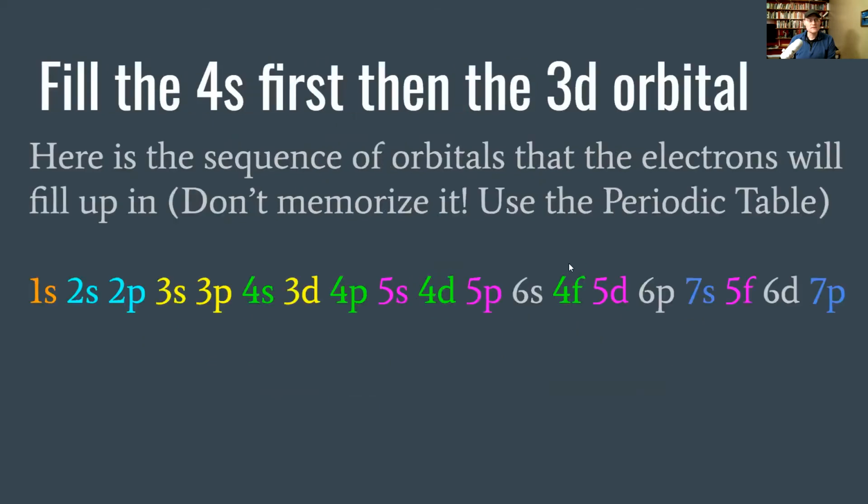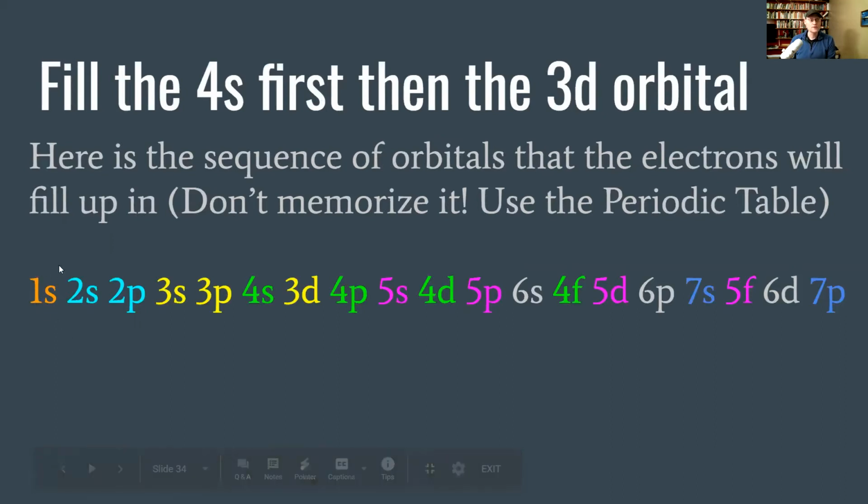Now there is a means that you're actually going to fill the 4s first and then the 3d. There is a sequence, and here is a sequence of the orbitals that the electrons are going to fill up in. And I'm not going to recommend that you actually memorize this because we're going to be able to use the periodic table to help us figure it out. But I do want to show you how the energy pattern works.